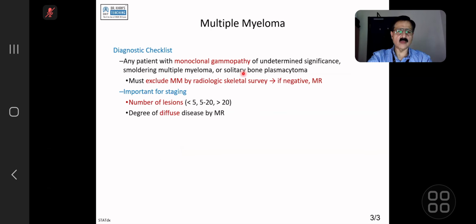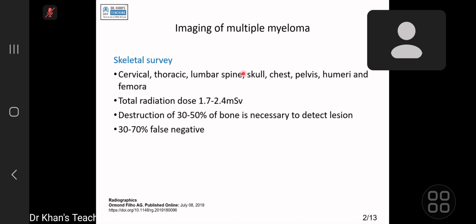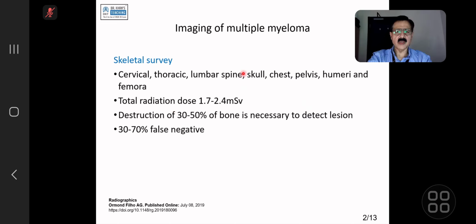Now, as far as imaging modalities are concerned, skeletal survey. In many countries, skeletal survey is still being done. When I joined my department here in Basildon in 2006, we were also doing skeletal survey for quite a few years. And the skeletal survey is cervical, thoracic, lumbar spine, skull, chest, pelvis, humeri, and femora. Total radiation dose is 1.7 to 2.4%. Please remember this thing. This is a big thing.